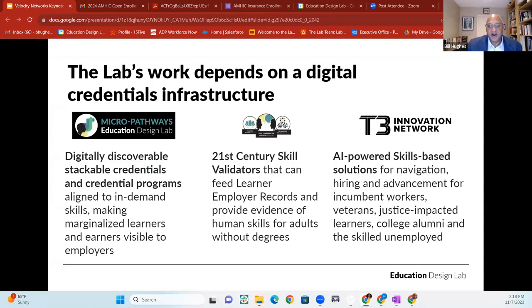And then third, our T3 Innovation Network project this year, supported by the U.S. Chamber of Commerce Foundation, allowed us to oversee a project with several organizations innovating AI-powered skills-based solutions for navigation, hiring, and advancement, which benefited incumbent workers, veterans, justice-impacted learners, college alumni, and skilled but unemployed people. Each of these was a separate use case with very diverse interests, and the ability to rapidly build applications unique to those audiences was enabled by the digital credential infrastructure we were able to use.